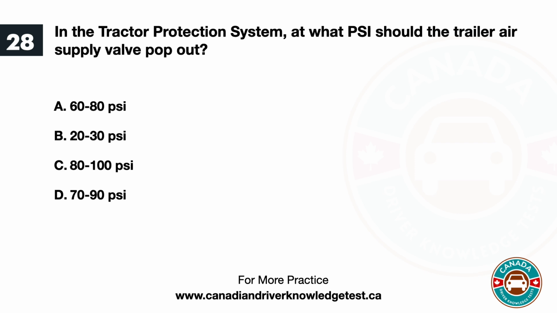Question 28. In the tractor protection system, at what PSI should the trailer air supply valve pop out? A. 60 to 80 PSI. B. 20 to 30 PSI. C. 80 to 100 PSI. D. 70 to 90 PSI. The answer is B. 20 to 30 PSI.